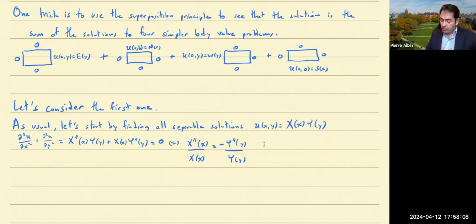Now we do our usual thing. We stare at this. This side only depends on x and this side only depends on y. That means that this side only depends on y, but that means that it doesn't depend on anything, so it's a constant. And similarly, this side has to be a constant. So let's call that constant lambda.